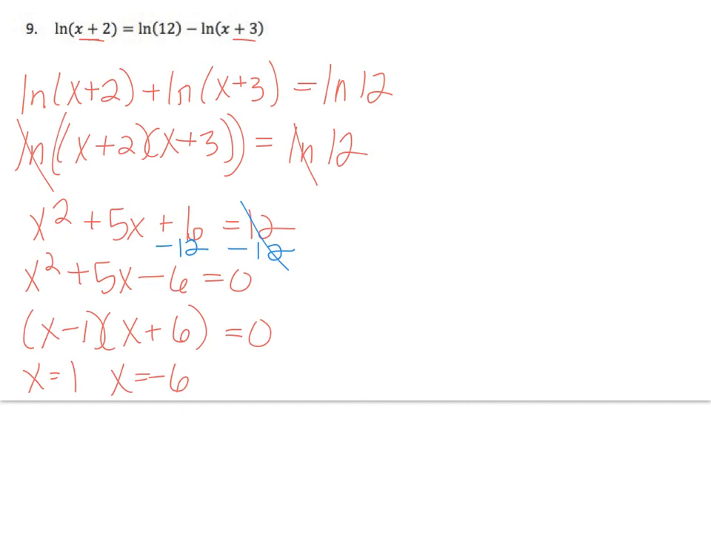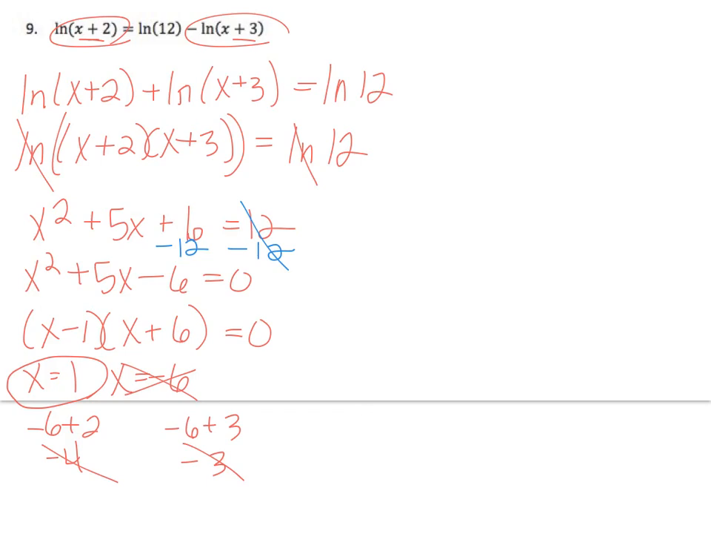1 is good. It's a positive number. I'm going to get positive logs for that one. Negative 6 though. Negative 6 plus 2 is negative 4. That doesn't work. I don't have to check the other one, but it also doesn't work. So negative 6 is an extraneous solution, and I only have 1 as my actual solution.